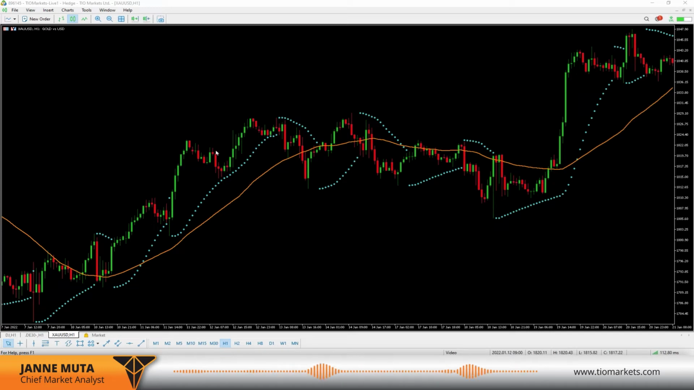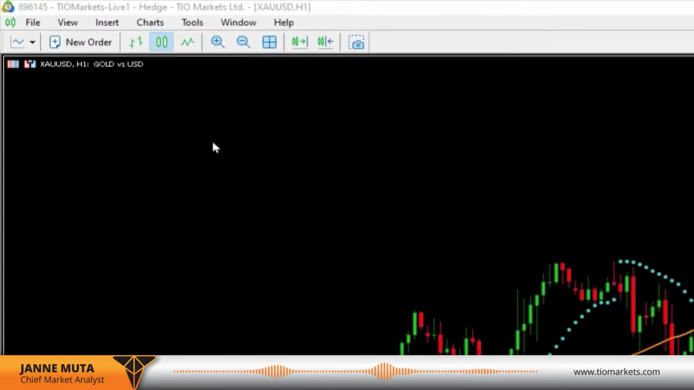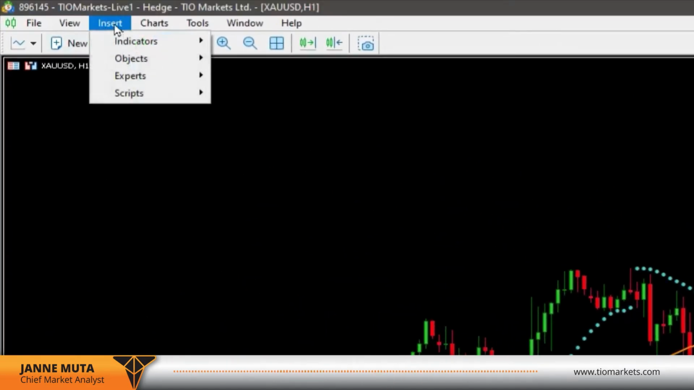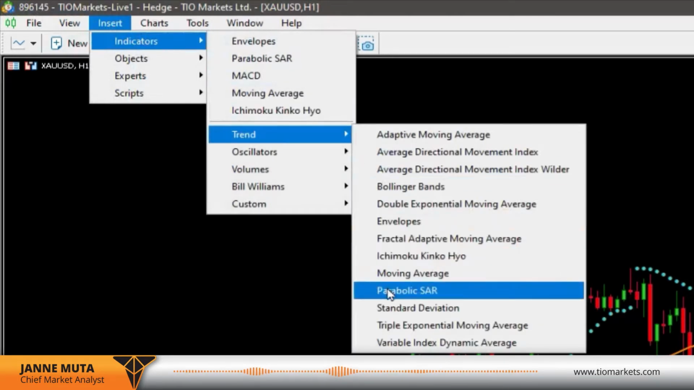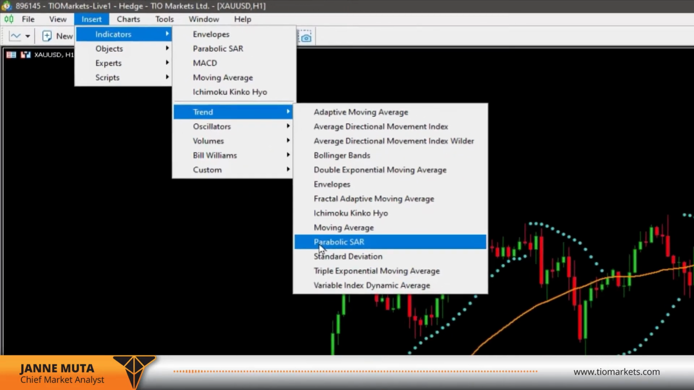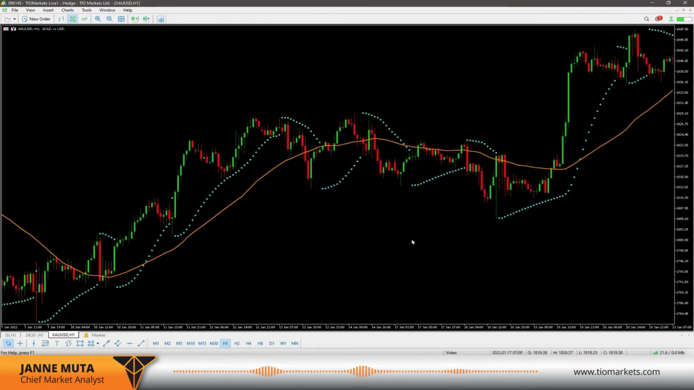So how do we use parabolic SAR? First of all, you can find the indicator if you go to insert, indicators, trend, and there you will find the indicator. I'm not touching the settings here, I'm just using them as they are. So let's look at how you can use this in your trading.